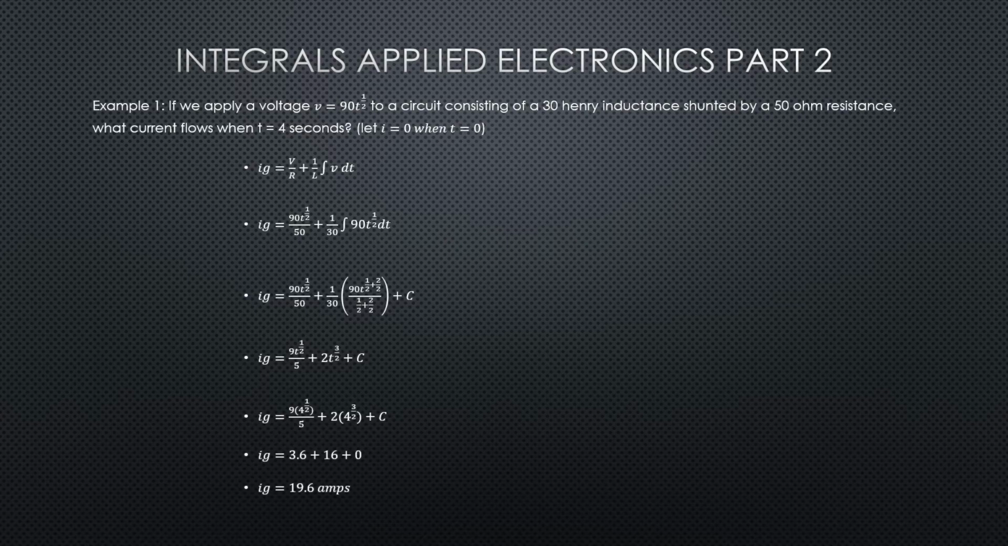All right, so the question is what current? So we're looking for an Ig, and Ig is equal to V divided by R plus 1 divided by L times the integral of V dt. So we do some substitution here in the next line down. We've got 90t raised to the 1/2 divided by 50 plus the 1 divided by 30 Henries. 50 ohms for the other one, and our voltage, and then the integral of our voltage.